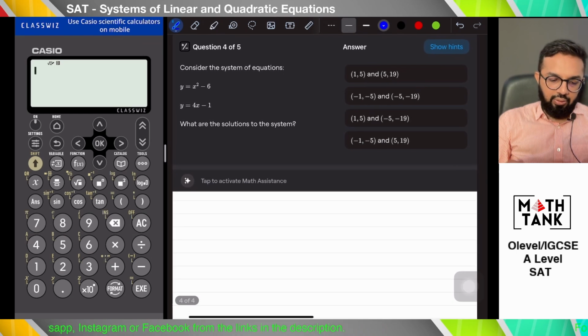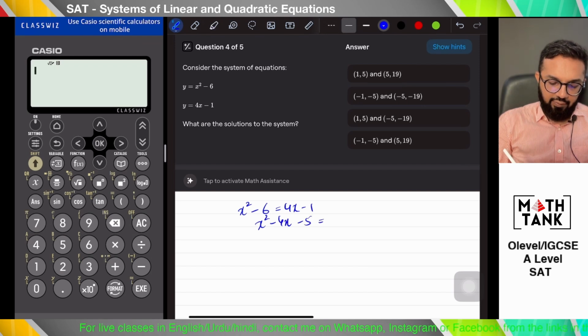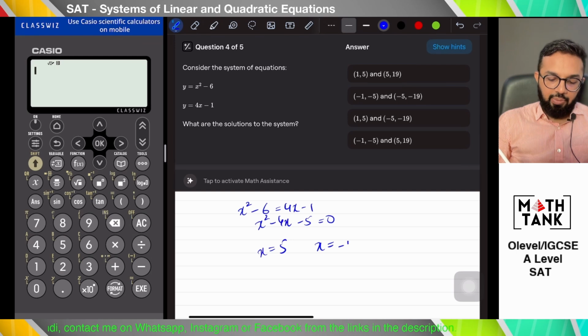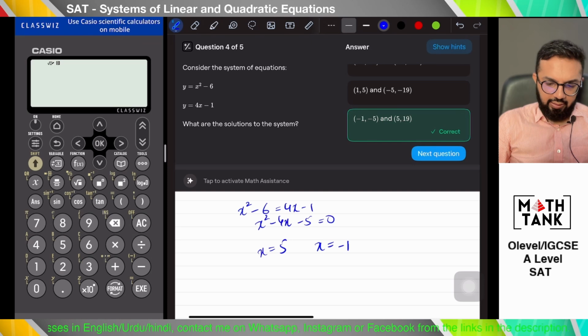Moving on to the next question, it says consider the system of equations y equals this, and what are the solutions? So x squared minus 6 equals 4x minus 1, x squared minus 4x minus 5 equals 0, so x equals 5 and x equals minus 1. So minus 1 and 5 is the answer option that I think matches. I think that should work. Let's just take a shot. Yes, that's the correct answer.